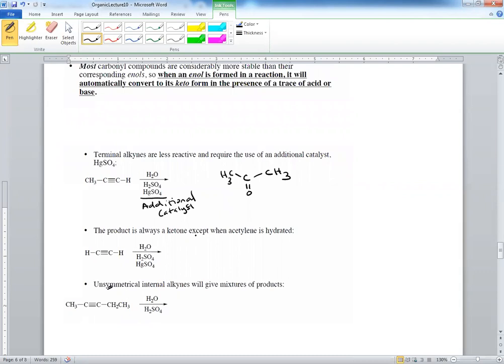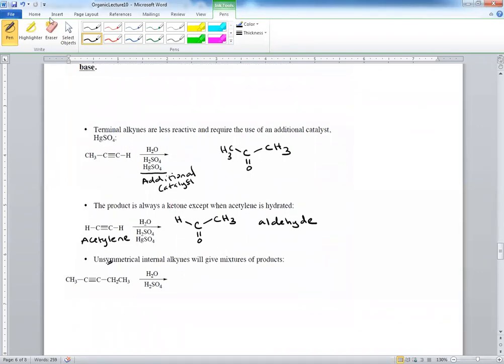The product is always a ketone except when you have acetylene. And if you notice, you say, okay, what is this going to form? Well, you can't have a ketone here. You will have an aldehyde. So acetylene is the smallest alkyne. You will form an aldehyde.